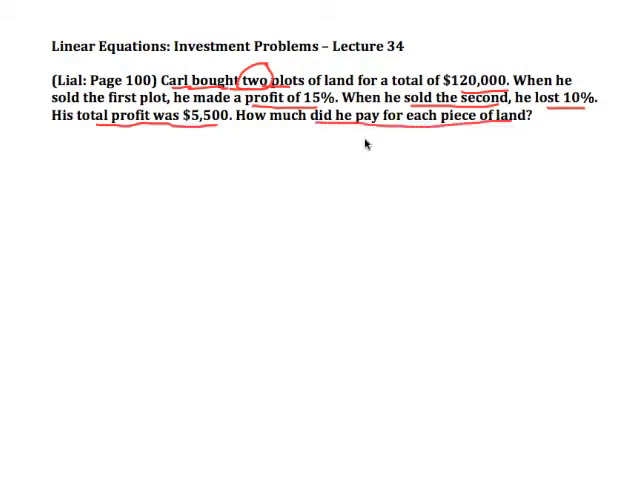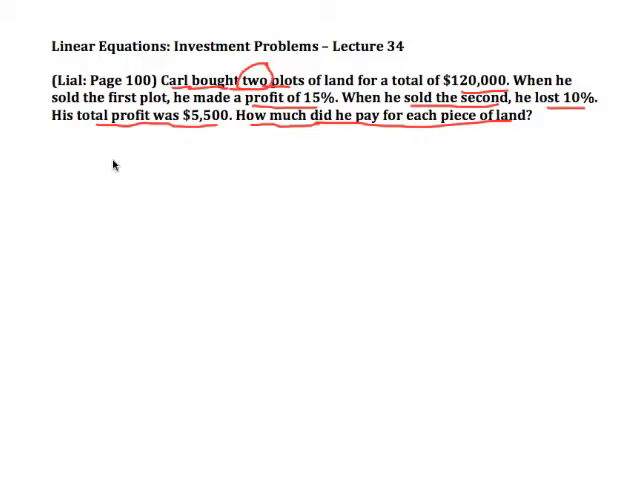Read through the problem carefully, as many times as it requires for you to understand exactly what it's asking. Of course, our first step would be to assign a variable, a symbol of some sort, to the unknown quantity. In this case, we're asked to find how much he paid for each plot of land.